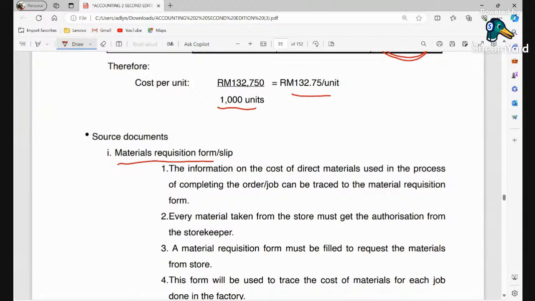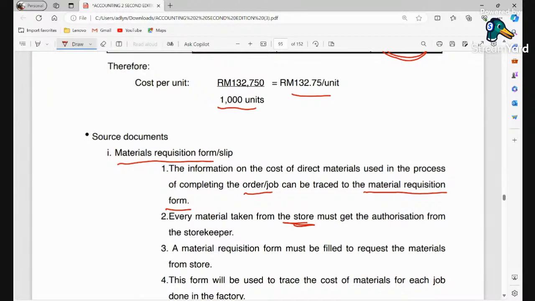Okay, so the information of the cost of direct material that is used in the process of completing the order, okay, can be traced to the material requisition form. So di mana saya nak dapat maklumat tentang direct material yang akan digunakan untuk order Mr. Mark contohnya. So the document that we are going to use is material requisition form. So material ni kita bukan order baru dihantar, no. Okay, material ni is taken from the store. So setiap material requisition form tu is dia macam borang kebenaran ping awak tu lah. You kena isi dulu, dorang sign baru boleh keluar.